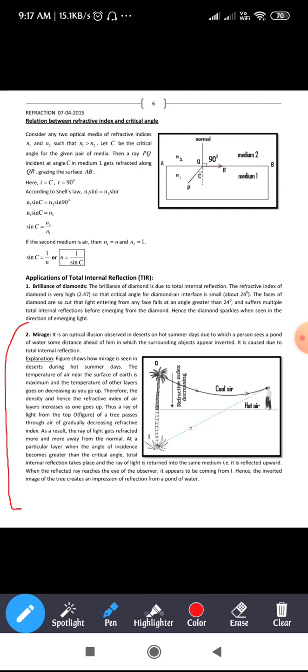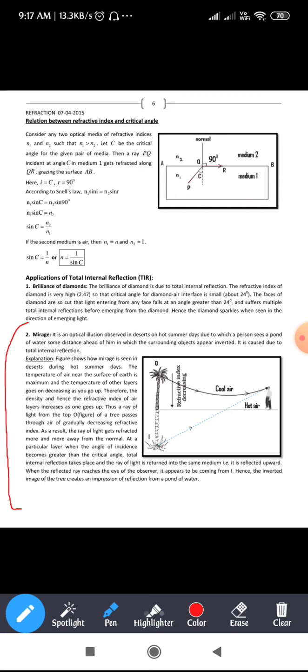As you know, during the summer days the temperature will be very high. So when you take the surface of earth, the temperature near the surface of earth will be maximum. As you go away from the earth, the temperature goes on decreasing, right? So the density and the refractive index of the air layers go on increasing as you go away from the earth.